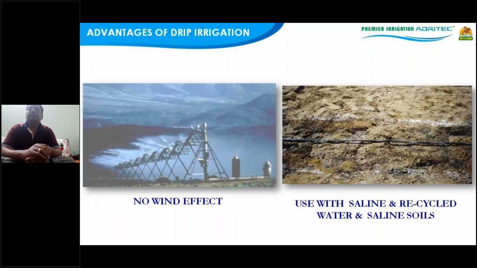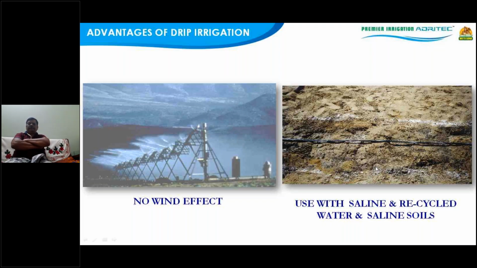Another advantage of drip irrigation is that it is not affected by wind. We all know sprinklers have one disadvantage: when the sprinkler rotates and if there is a heavy wind condition, the wind will push the water flow towards one side. But that is not there with drip because the lines are at the bottom, so there is no problem.